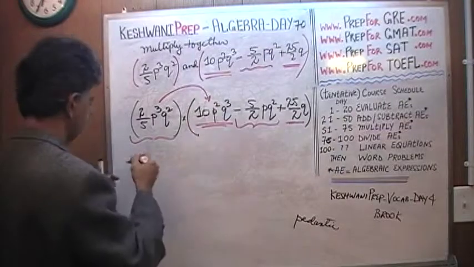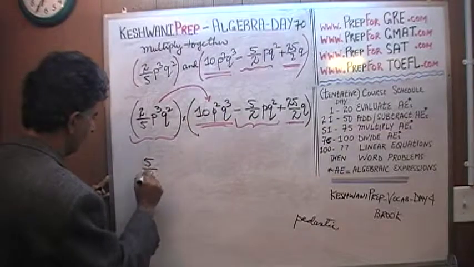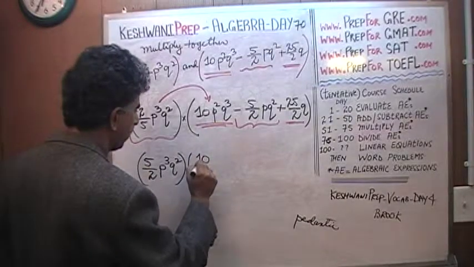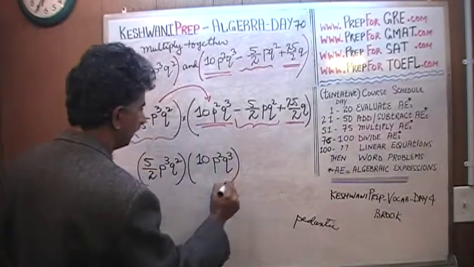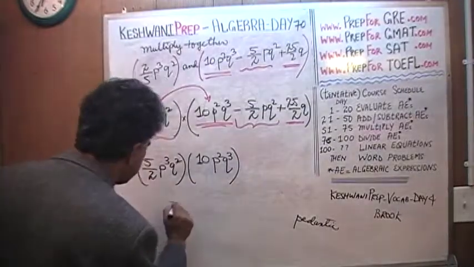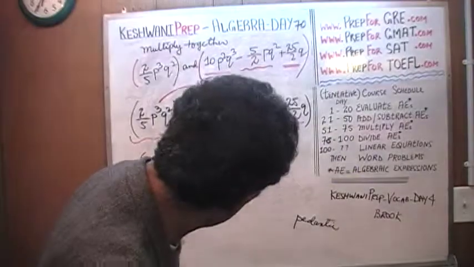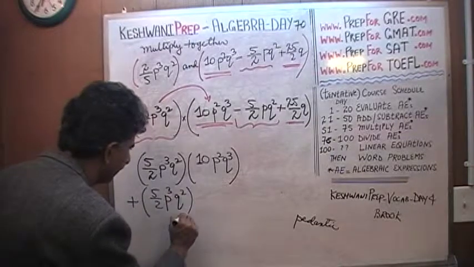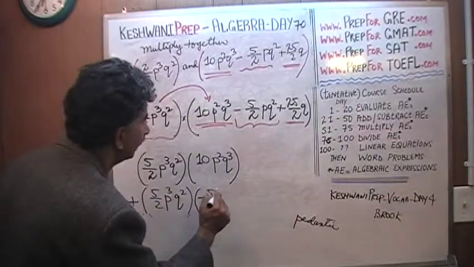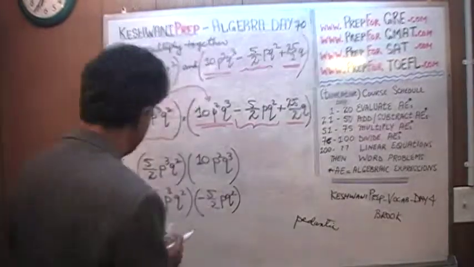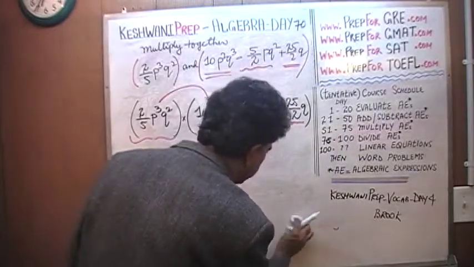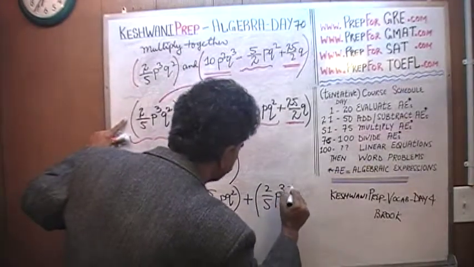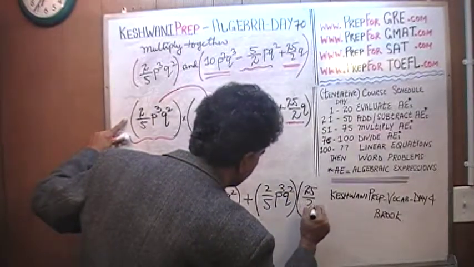This guy times this guy, that gives us 2 over 5 p cubed q squared times 10 p squared q cubed, then plus, again that guy. Just line them up here. Plus, same guy again, 2 over 5 p cubed q squared times the second term, negative 5 over 2 p times q squared, and then plus, again the same term, 2/5 p cubed q squared times 25 over 2 q.